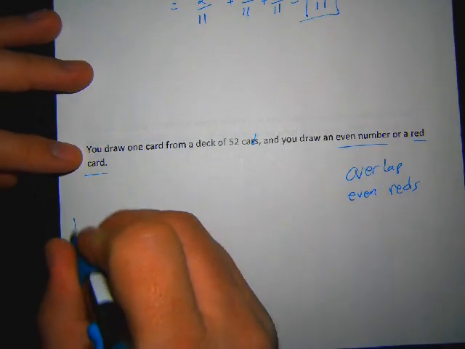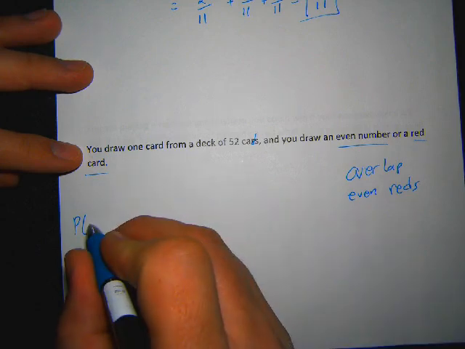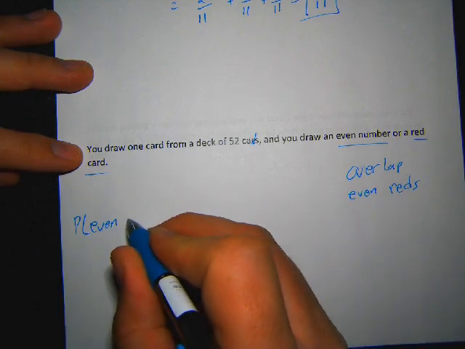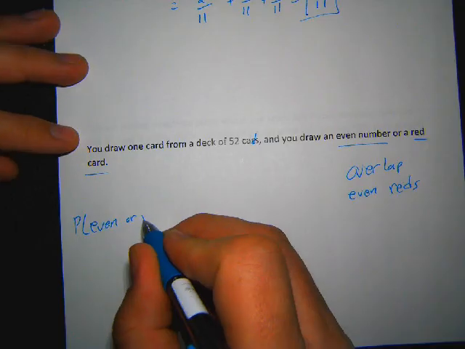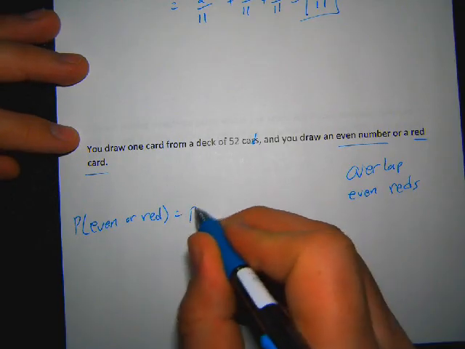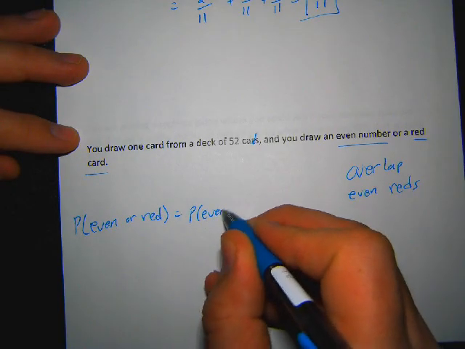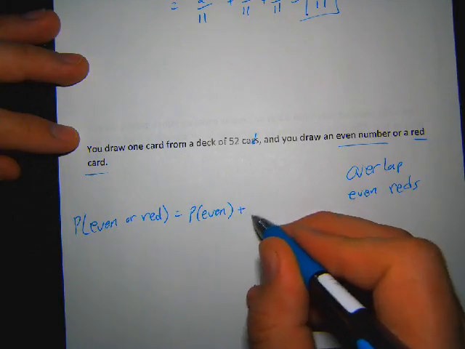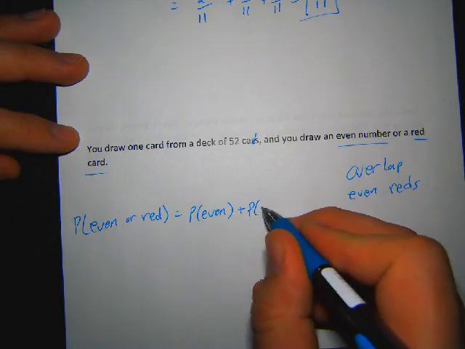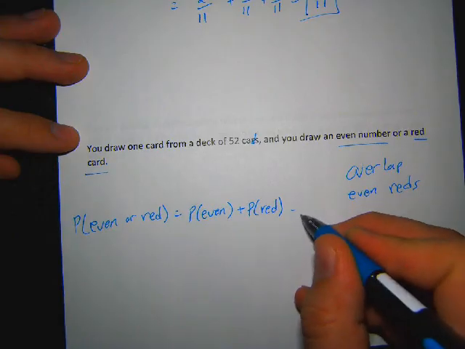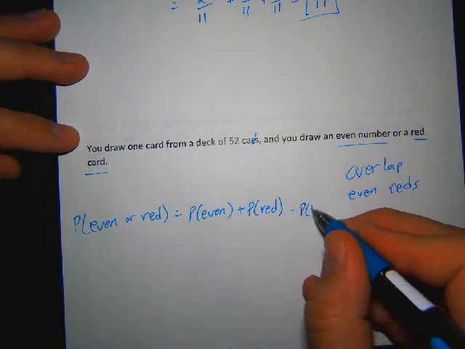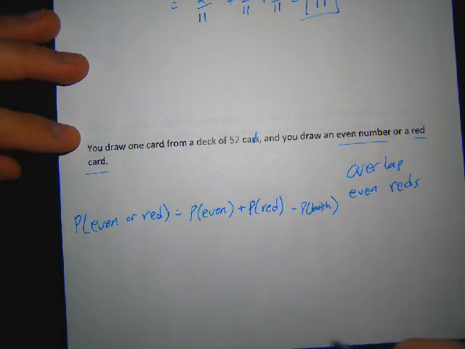So to do this one, we're going to find the probability of each one. We'll find the probability of getting even, and the probability of getting red, but we're going to have to subtract the overlap. That's the only difference. When there's overlap, after you do the addition part, find the probability of each one and add them, you have to subtract the probability of getting both, something that's in both sets.